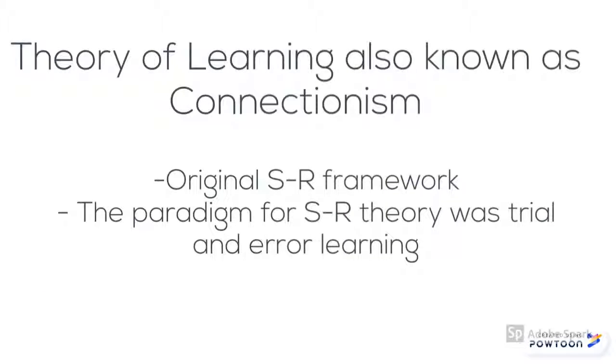Edward Thorndike's theory of learning, also known as connectionism, represents the original SR framework of behavioral psychology. Learning is the result of associations forming between stimuli and responses. The paradigm for SR theory was trial and error learning, in which certain responses come to dominate others due to rewards.